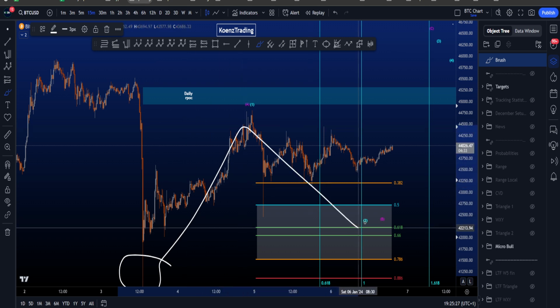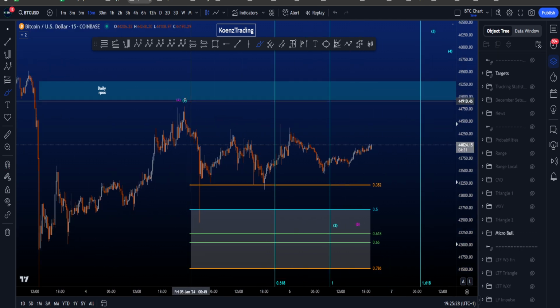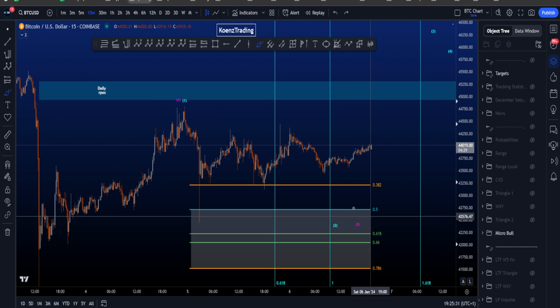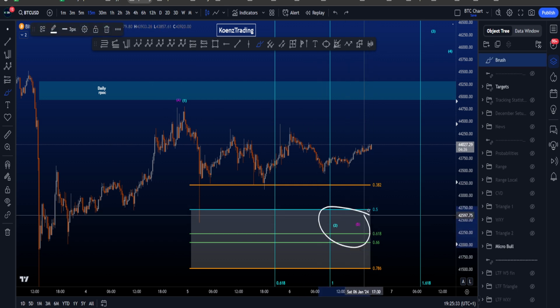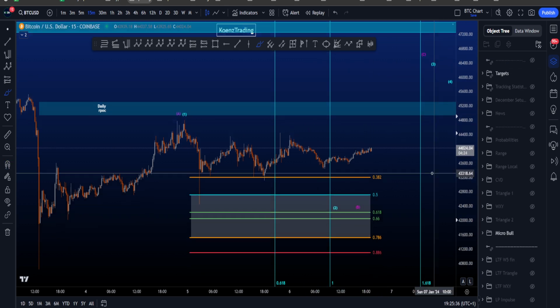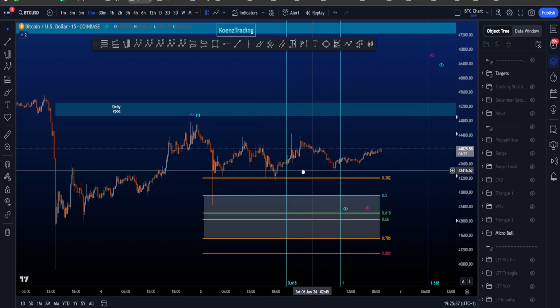starting with wave Y finished, and we're looking for a continuation to the upside over here, where we then have a finished A or 1, looking for 2 or B, either finished or not, but eventually we are looking for a wave 3 or a wave C to the upside.